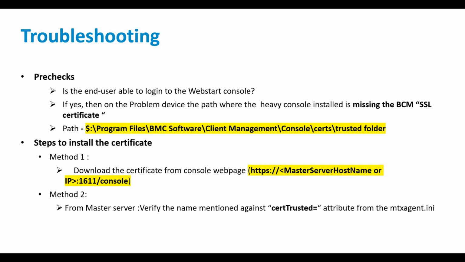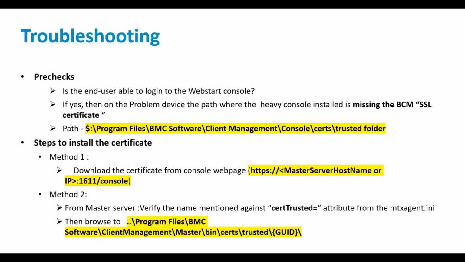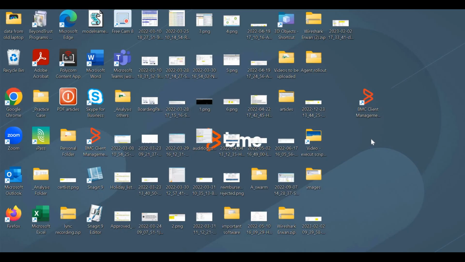In this scenario, one will need to connect to the master server, access the MTX agent configuration file, identify the name of the certificate that is mentioned against the cert trusted attribute. Once that is done, pick the trusted certificate from the highlighted path and copy it to the console installation path on the problem device. So let's have a look at the demo.